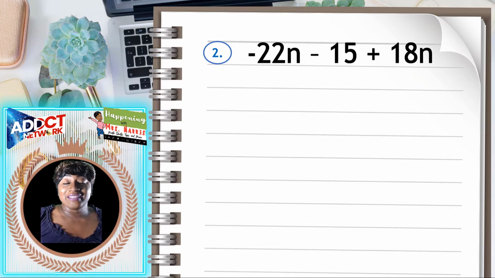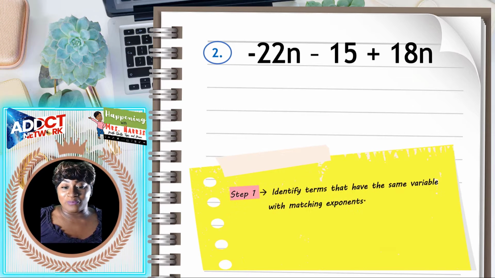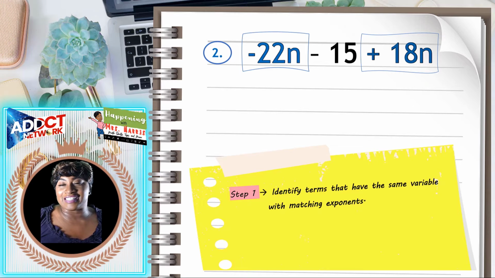Example 2. Negative 22n minus 15 plus 18n. Step 1. We will identify the terms that have the same variable with matching exponents. The first term is negative 22n. It will match with plus 18n since they both have the same variable n.